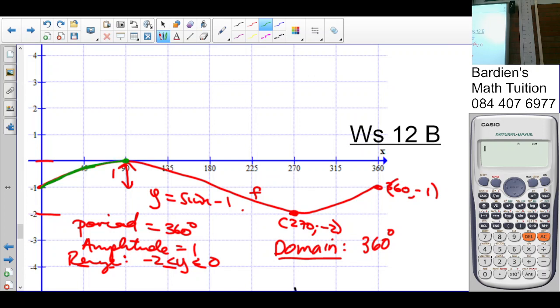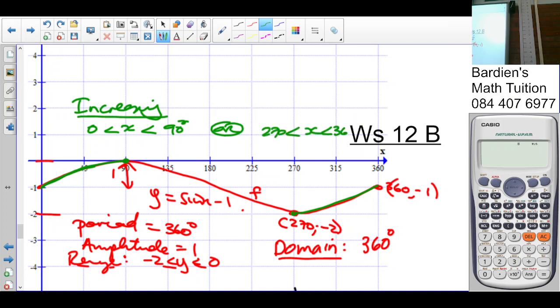Did you see that? From 90 to 270, what do you notice? Decreasing. From 270 to 360? Decreasing. Can you see that, people? So for which values of x is it increasing? It's increasing for x is greater than 0 but less than 90 degrees, or x is greater than 270 but less than 360.